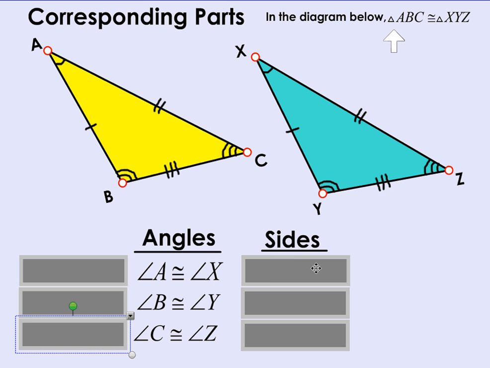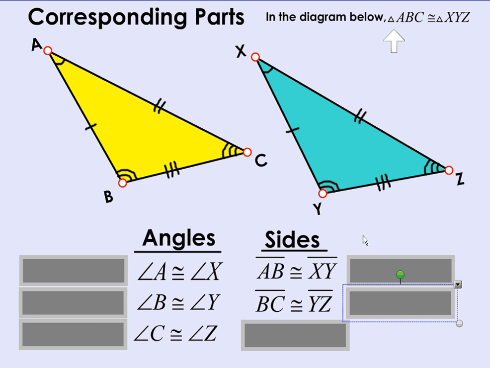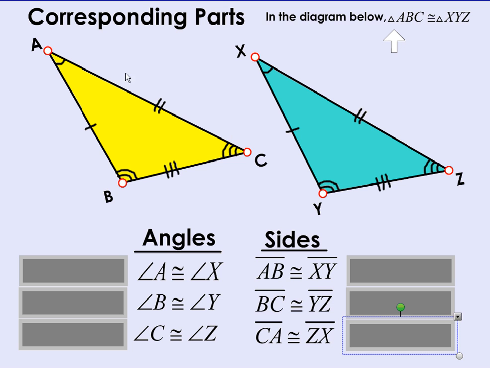Now, looking at the sides, we know that AB and XY are congruent to one another because they each have one tick mark marking them. BC and YZ each have three tick marks marking them, so they're congruent as well. And CA and ZX have two tick marks marking them, meaning that they're congruent. So looking at our statements that we've written, we have three pairs of corresponding sides that are congruent.